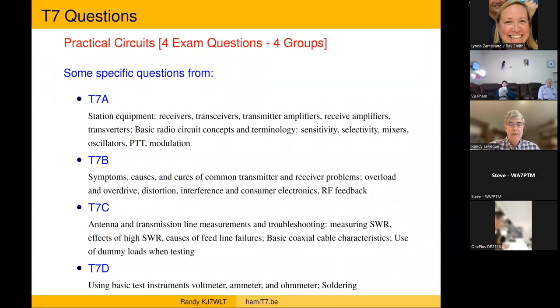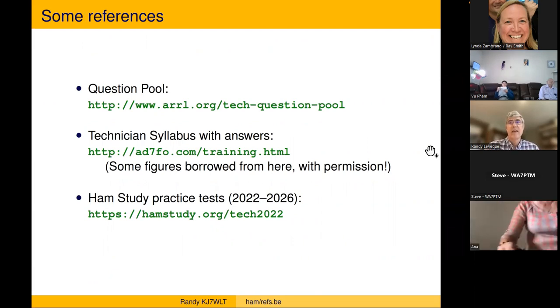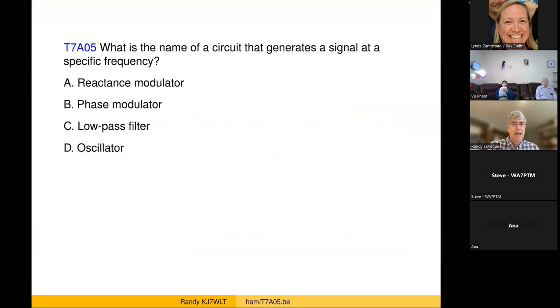I'm going to bounce around a little between different topics in here. Again, you can get the whole question pool from the ARRL website, and I've also borrowed a number of figures from this AD7FO site, which has answers to all the questions as well. There are lots of online tools for practicing these exams. One I particularly like is hamstudy.org, but there are others. Please feel free to interrupt with questions as we go along. This first one relates to something we talked about a lot last week.